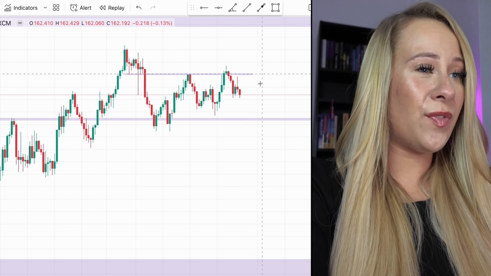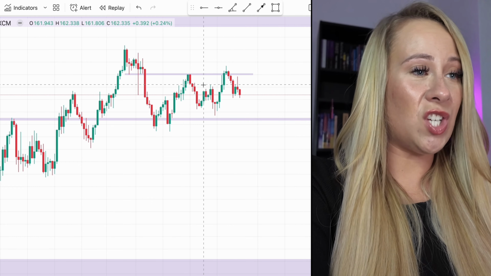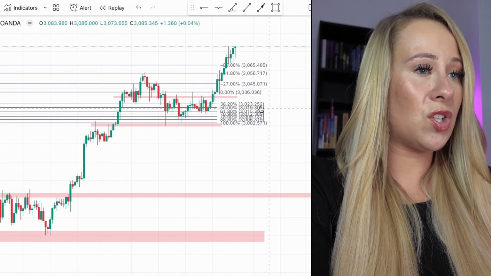Euro yen, I don't really trade this anymore, but this is very similar to GJ, just not really any structure.